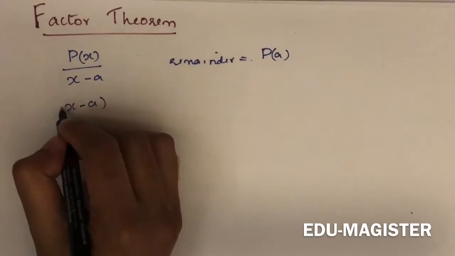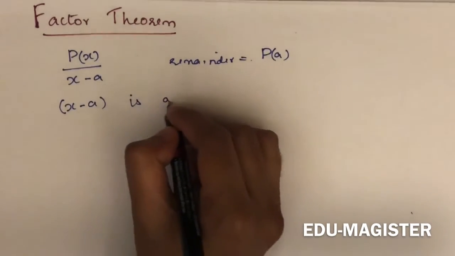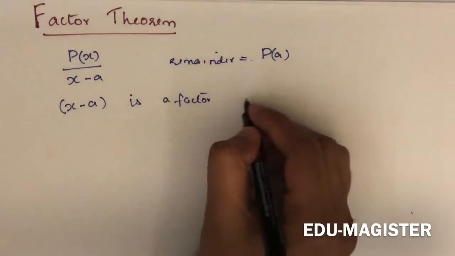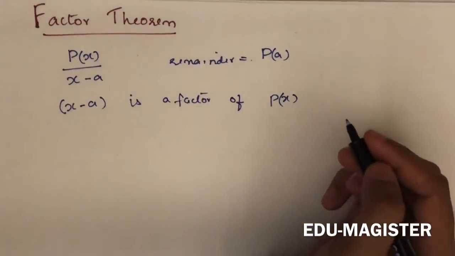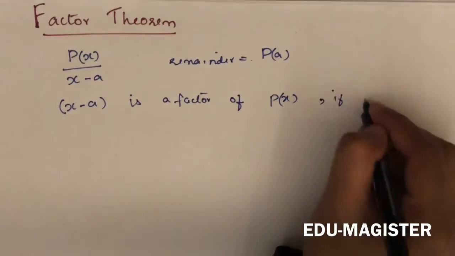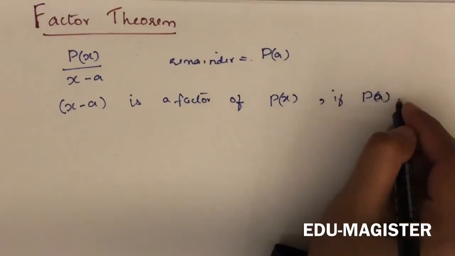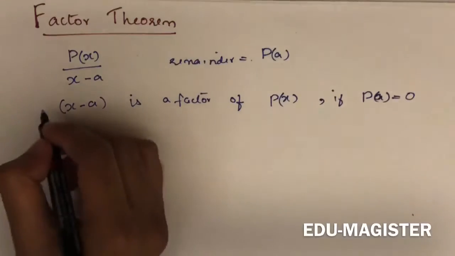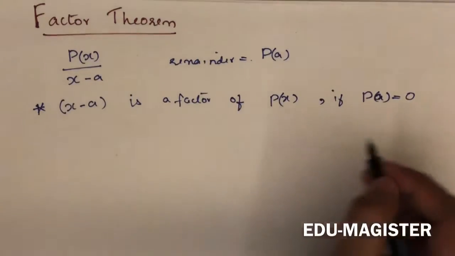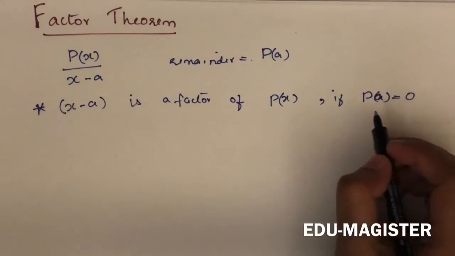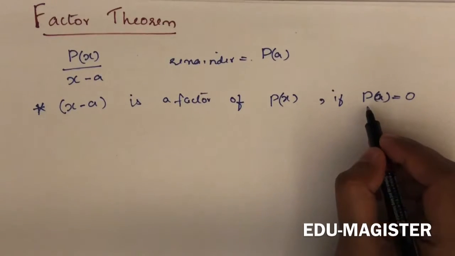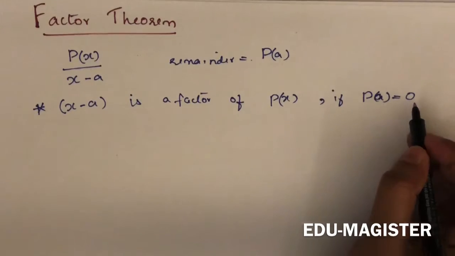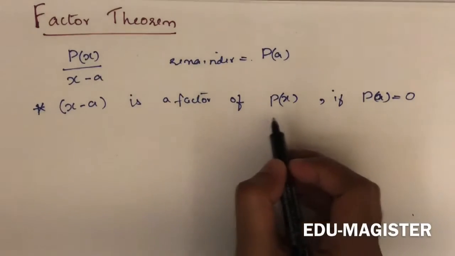x minus a is a factor of the polynomial p of x if p of a is equal to 0. What is the meaning? That is, if p of a is equal to 0, that means the remainder of this division is equal to 0, then x minus a is a factor of p of x.